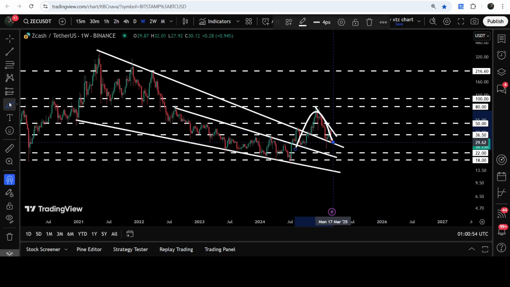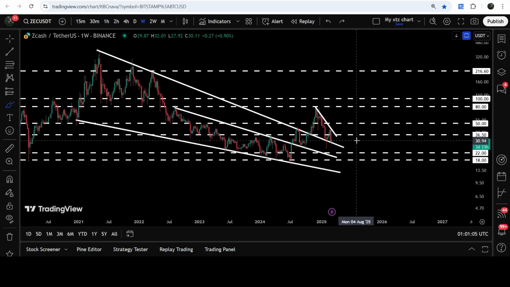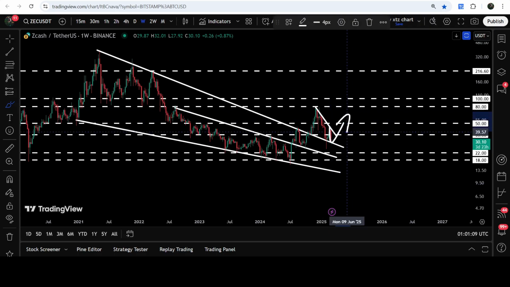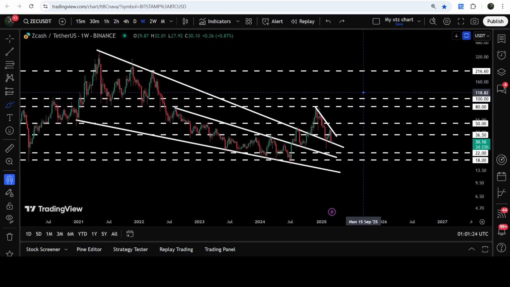We have already retested here, and then the price dropped down again. And now this is the second time it is retesting the previous resistance of the wedge as support. And in case of another successful retest, it can start another reversal. And first we can break out this downtrend line resistance, and then the price can again reach this resistance zone from $80 to $100.